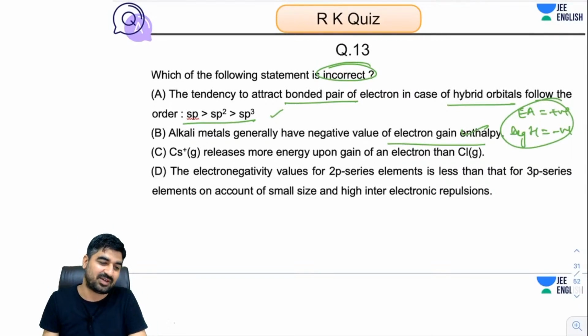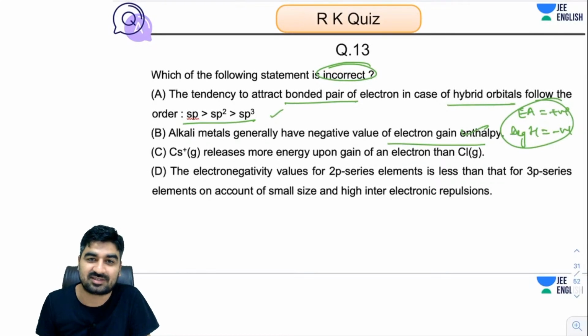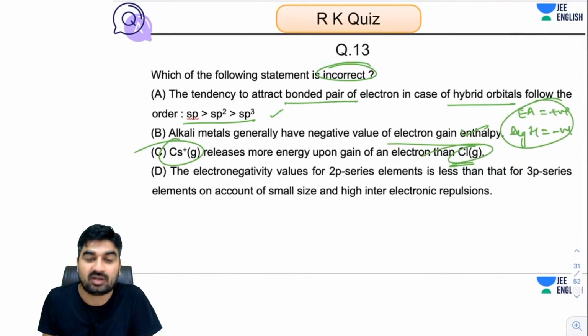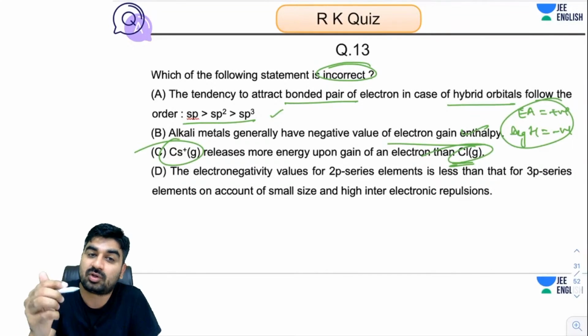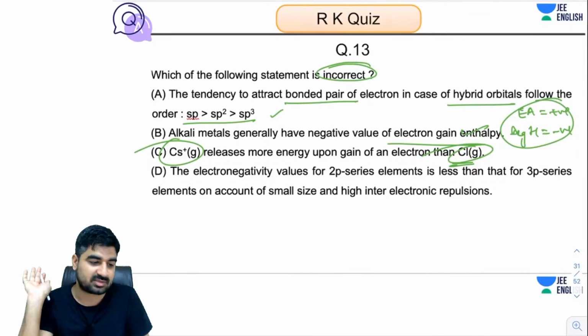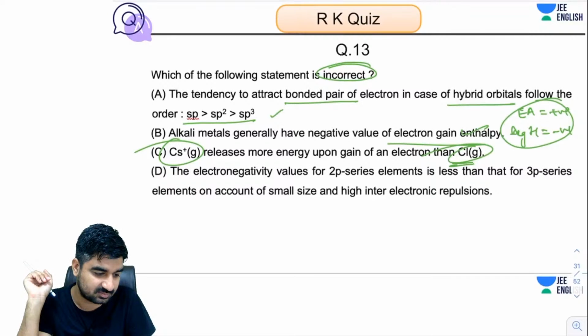Everybody says D. Very good. D is the answer. Cesium plus releases more energy upon gain of electron than chlorine. Cesium plus is positive and chlorine is neutral, so a cation will have larger tendency to attract, and I told you, larger the force of attraction, larger will be the energy released. I hope you got my point. So everybody is right this time. I think it was an easy question.